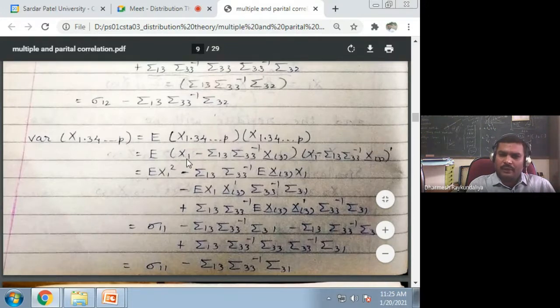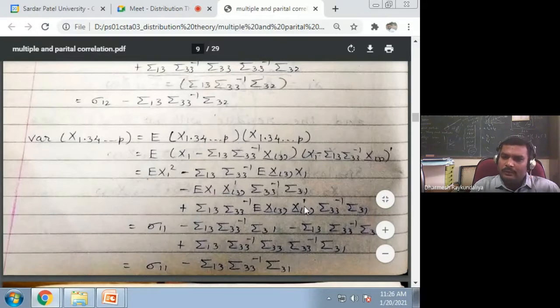Now multiply this x1 with this, that is x1 square. Now sigma 1 3 is constant, sigma 3 3 inverse, expectation of x3 x1, minus. Why minus? Because 1 multiplies with this, so this is the transpose, and this x3 transpose is outside. So it is expectation of x1 x3 transpose, then sigma 3 3 inverse, then sigma 3 1, because we have to take the transpose of this, and then minus minus plus. Sigma 1 3 sigma 3 3 inverse outside, expectation of x3 x3 transpose, and then because you have to take the transpose of this, it is sigma 3 3 inverse sigma 3 1.